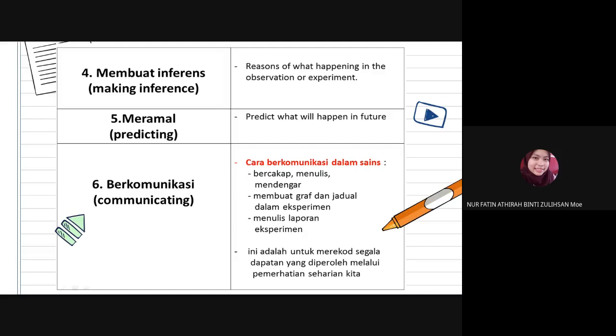Another six skills you will learn after you have finished learning all the topics in Year 5. That's all for today. I hope you can remember and understand all the six basic skills in science. After this, you may proceed to the exercises given in the Google Form.